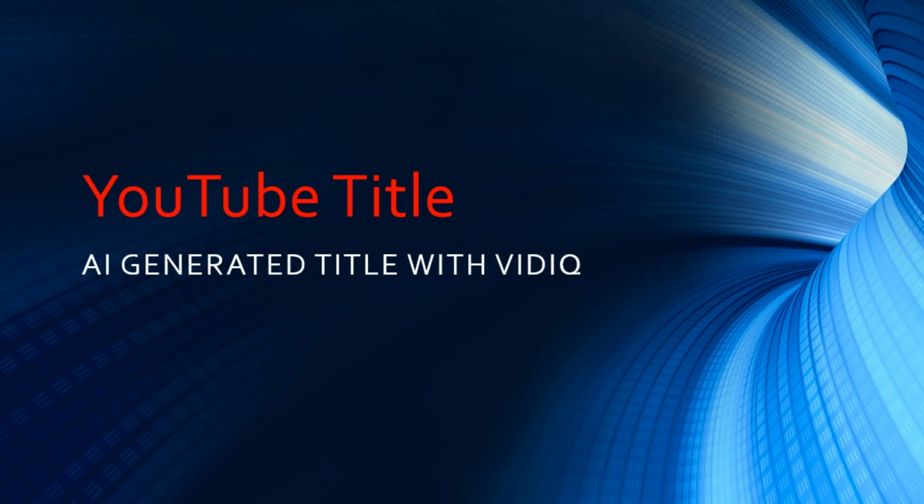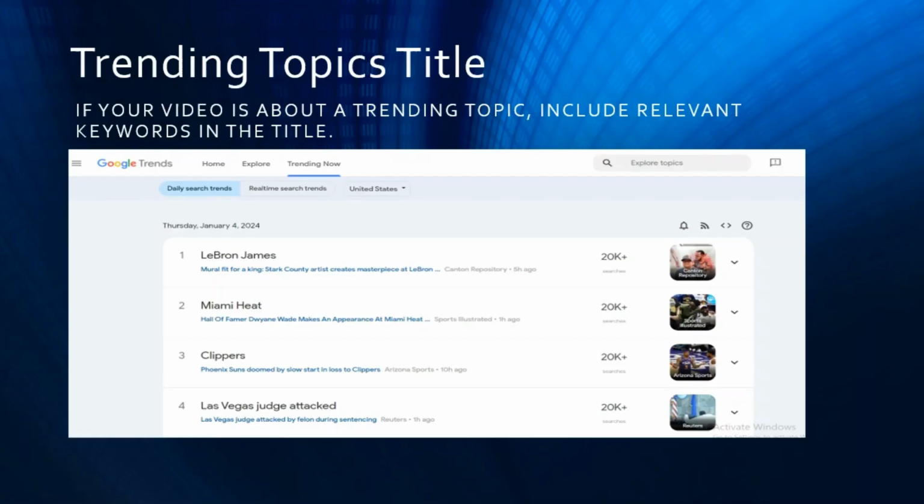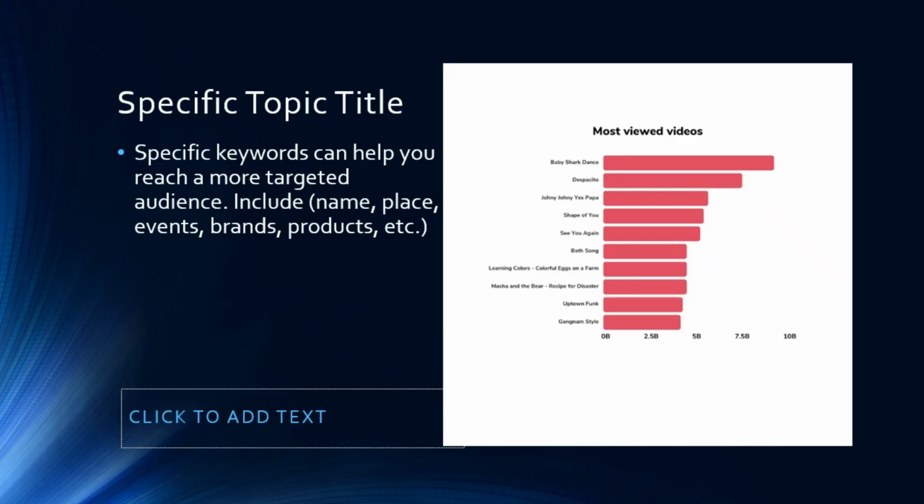Top 9 tips to perfect your YouTube video title. 1. Relevance. Choose keywords that accurately represent the content of your video. 2. Trending topics. If your video is about a trending topic, include relevant keywords in the title. 3. Specificity. Specific keywords can help you reach a more targeted audience. Include names, places, events, brands, products, etc.